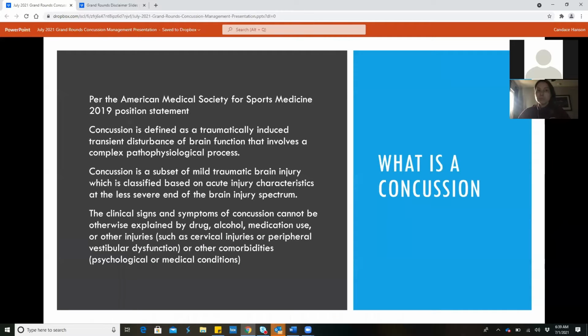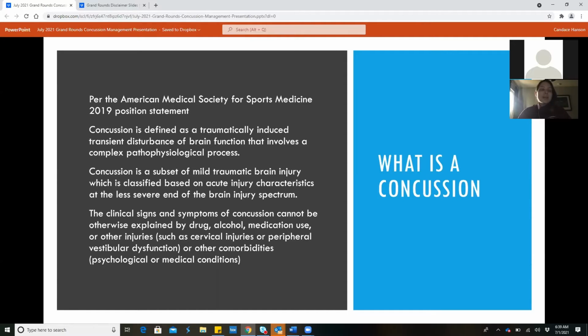Next slide. A slightly simpler definition can be found in the American Medical Society for Sports Medicine 2019 position statement. So concussion, again, is defined as a traumatically induced transient disturbance of brain function that involves a complex pathophysiologic process. It's a subset of mild traumatic brain injury, which is classified based on acute injury characteristics and less severe end of the brain injury spectrum. And again, clinical signs and symptoms can't be explained by something else.